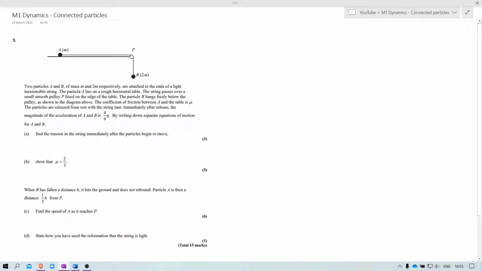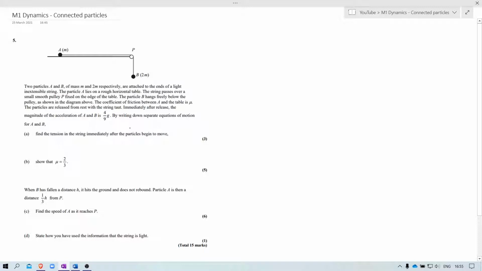And we're told that the particle A lies on a rough horizontal table. Rough obviously means there's friction. The string passes over a small smooth pulley. Smooth meaning there's no friction. And we can see that on the edge of this table over there. The particle B hangs freely below the pulley as shown in the diagram.